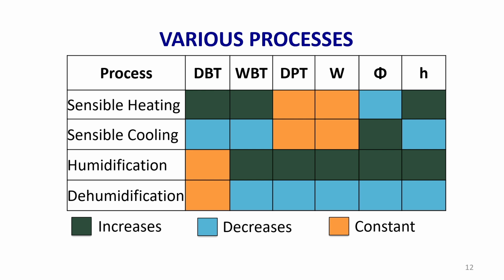Relative humidity increases, just opposite to the sensible heating process, and enthalpy will decrease, because the dry bulb temperature at 2 will be less than the dry bulb temperature at 1.